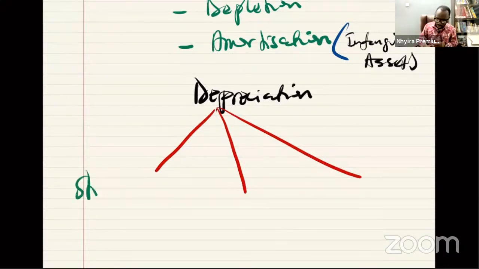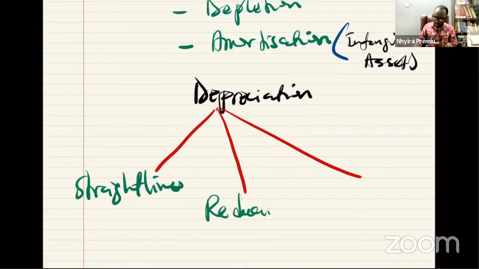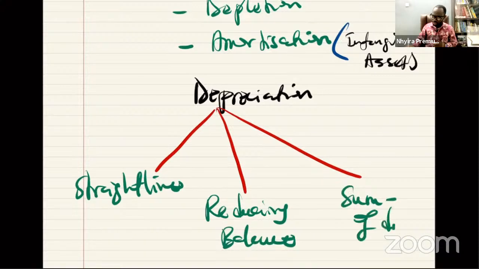Number one, we have the straight line method. Number two, we have the reducing balance method. And number three, we have the sum of year digits method. Usually, these are the three that you must know offhand as a student going into the financial reporting exams or the corporate reporting exam.